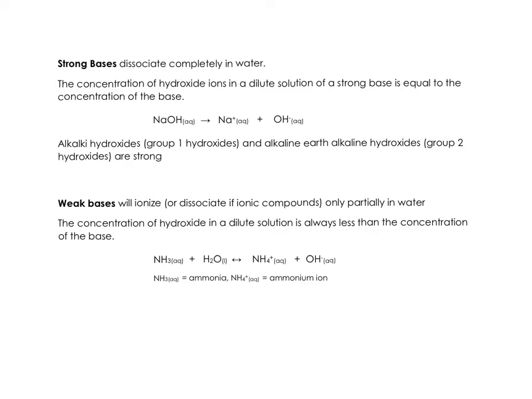Weak bases will ionize or dissociate if they're already ionic. So let's say we have ammonium hydroxide. That's ionic, so that will dissociate. However, if it's covalently bonded like ammonia, it ionizes. But anyway, they only partially ionize or dissociate in water. The concentration of the hydroxide of a dilute solution is always less than the concentration of the base. So for these, we have, again, the double equilibrium arrows.